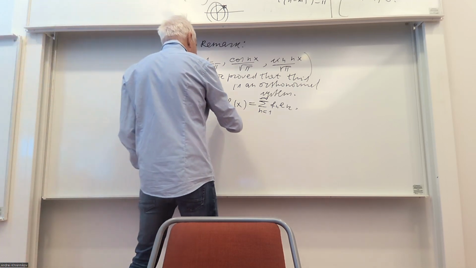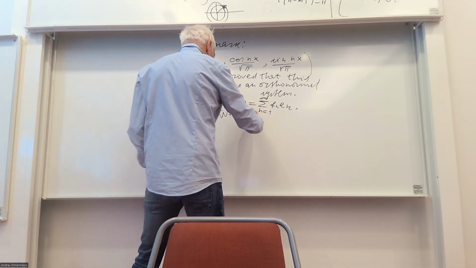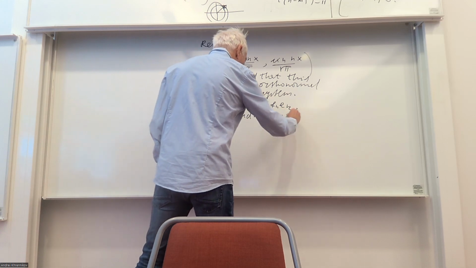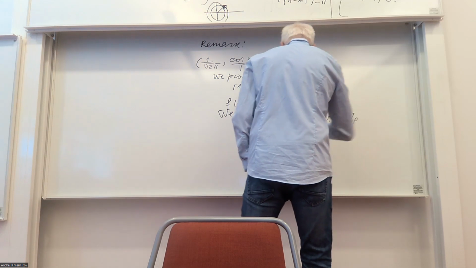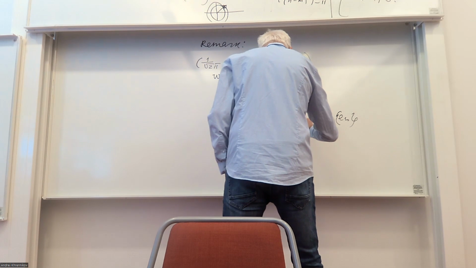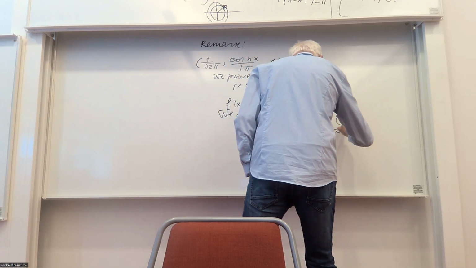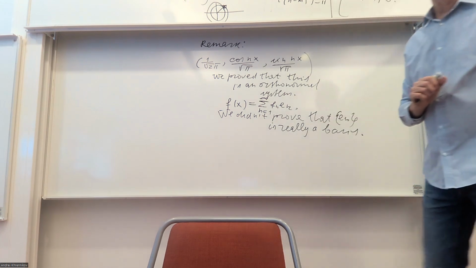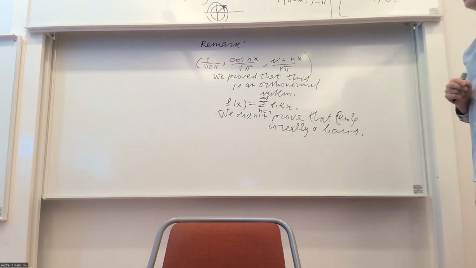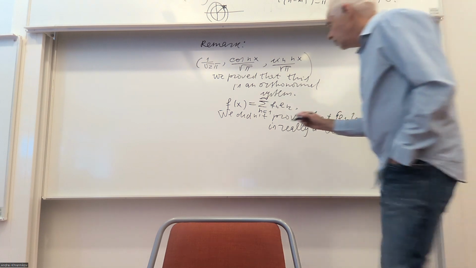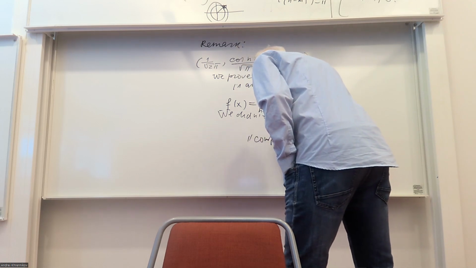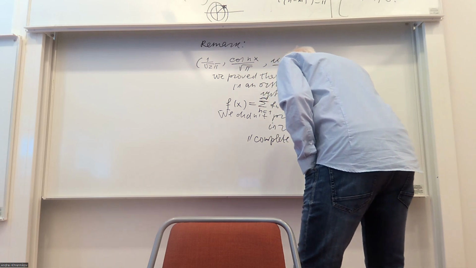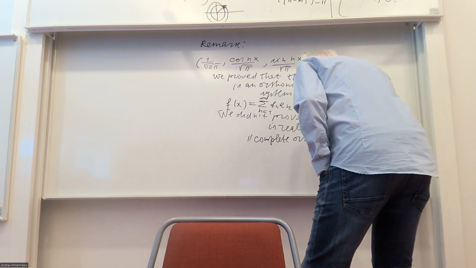So we did not prove that e_n is really a basis, or in the terminology of other books, is sometimes called a complete orthonormal system. So a basis is a complete orthonormal system.